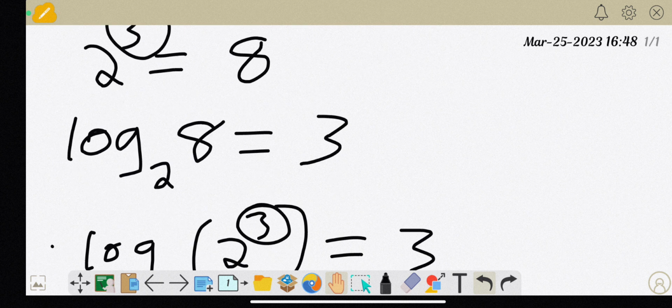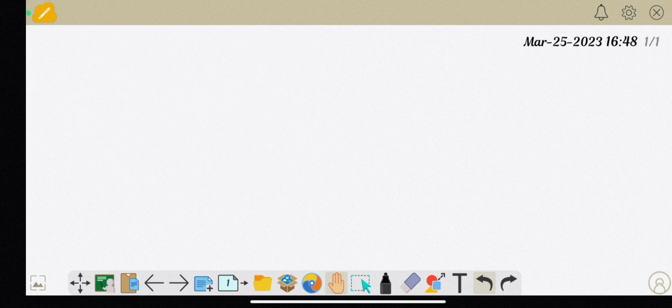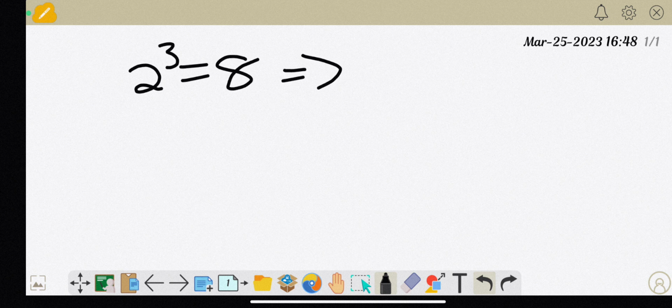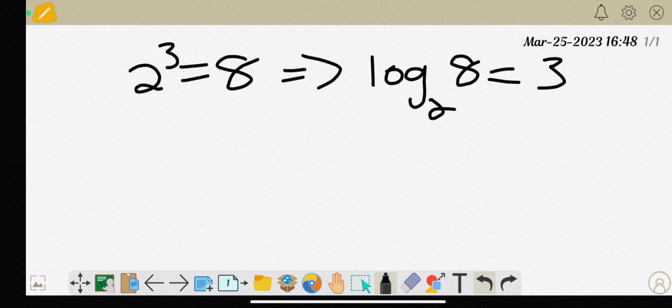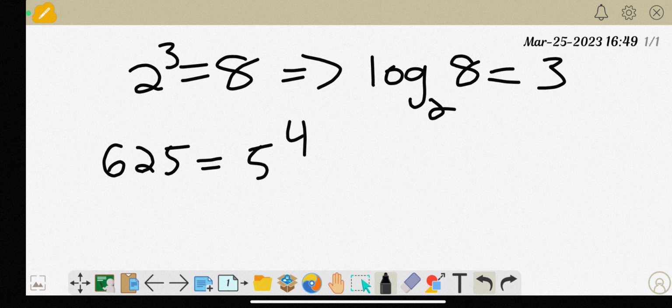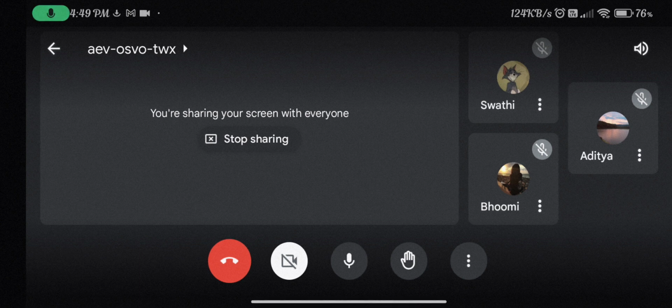Let's analyze some more examples. Just now I gave you the example of 8, which I can write as log base 2 of 8 is equal to 3. Let's see this example: 625, I can write as 5 to the power 4. Whatever I'm telling, is it boring? Should I just go to the problems?